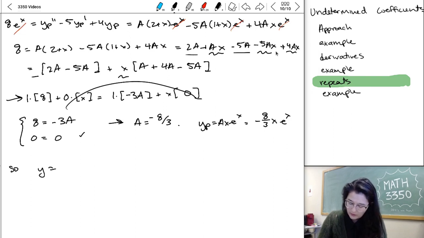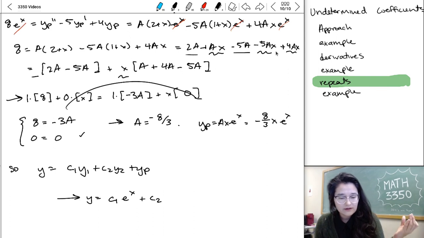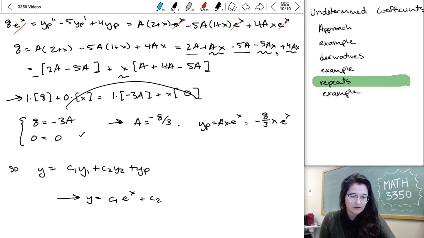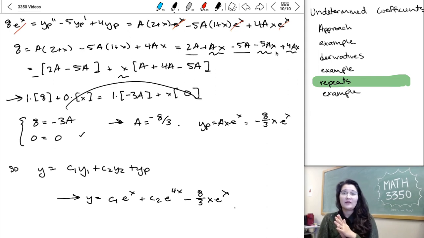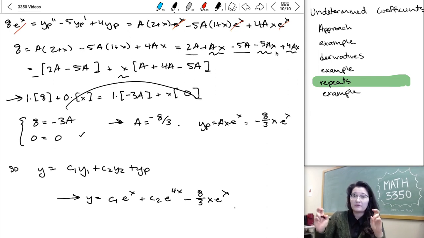So we're again going to do that general solution of c1y1 plus c2y2 plus y sub p, or c1 e to x plus c2 y2 we didn't use, so I've already forgotten what it was. It was e to 4x plus y sub p, the thing we just found, is minus 8 over 3x e to x. And that is how we do one of these repeat problems.